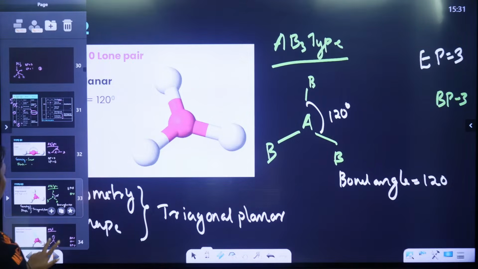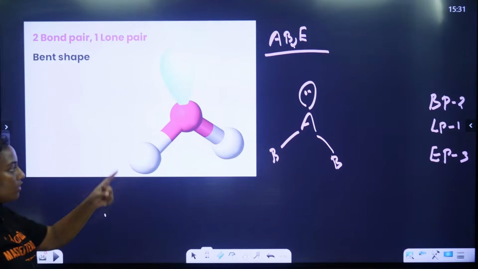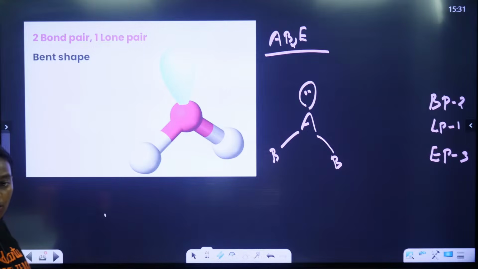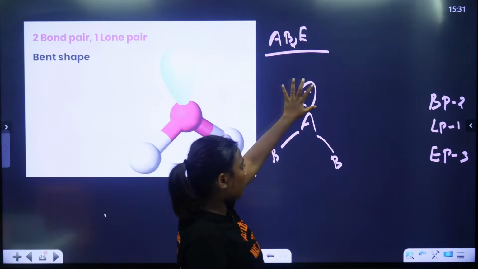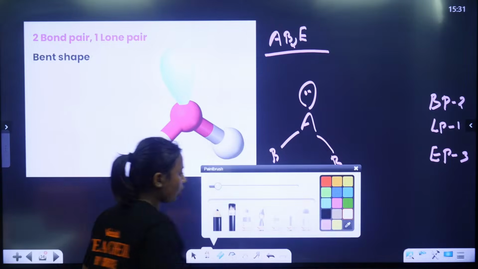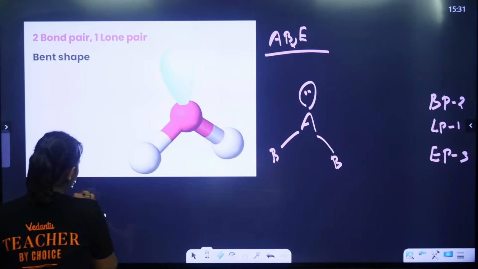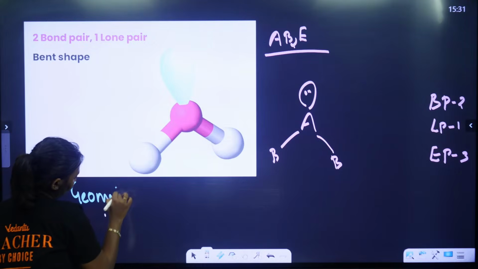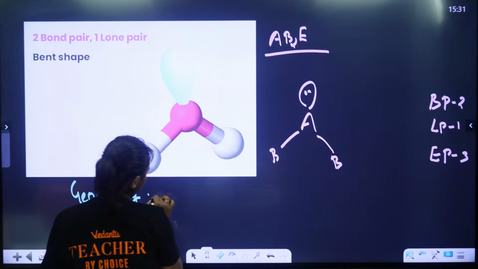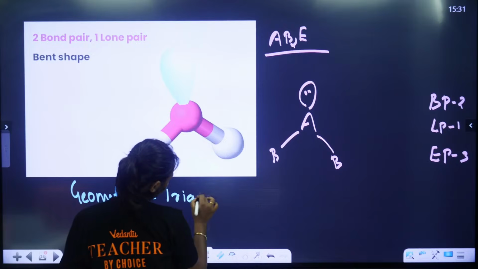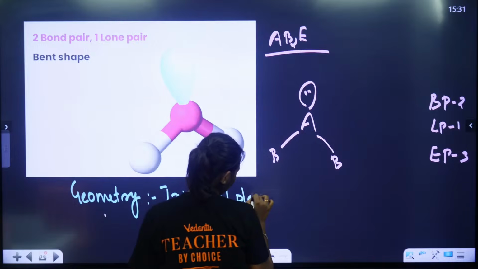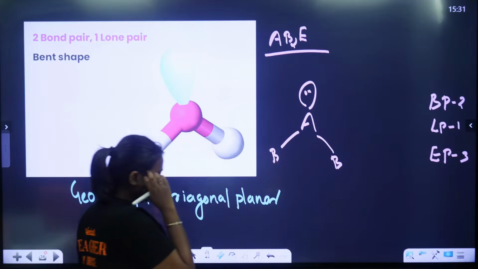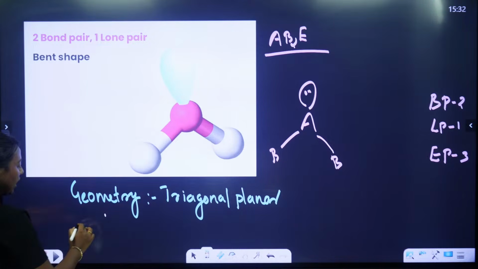Okay, so here you can see 1 lone pair is there, 2 bond pair. So just ignore that lone pair, then you will get a shape. Just ignore this lone pair, then what is the shape? So here I am writing geometry. Geometry is similar, trigonal planar.